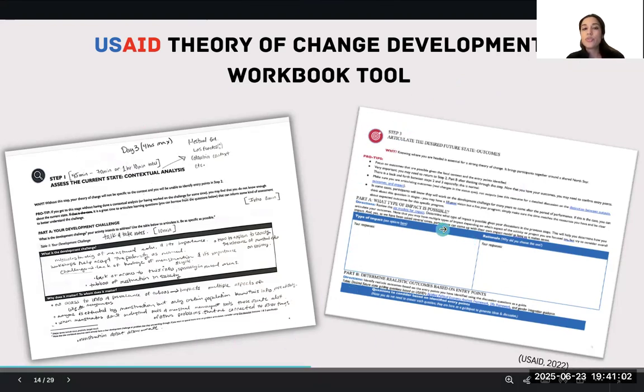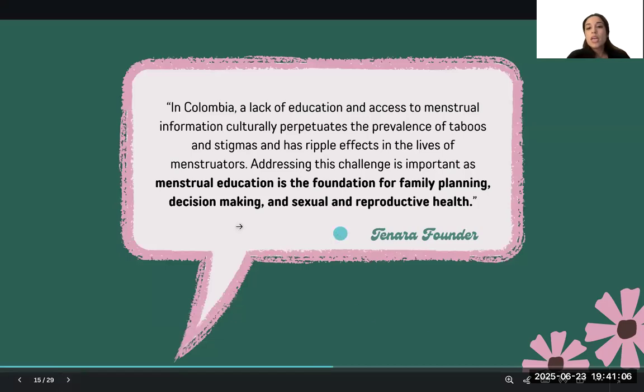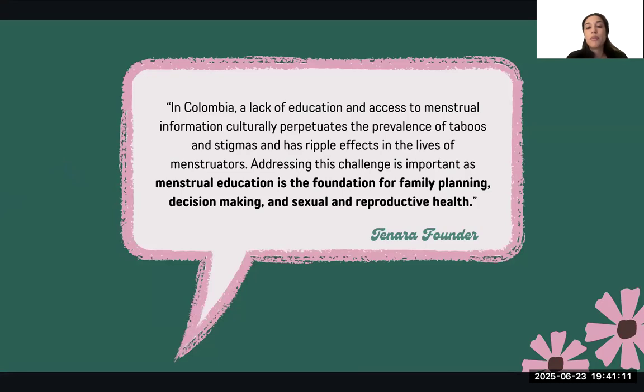And again, you can see the digital version and then the noted version. A really important quote I wanted to highlight from the founder: In Colombia, a lack of education and access to menstrual information culturally perpetuates the prevalence of taboos and stigmas and has ripple effects in the lives of menstruators. Addressing this challenge is important as menstrual education is the foundation for family planning, decision-making, and sexual and reproductive health.